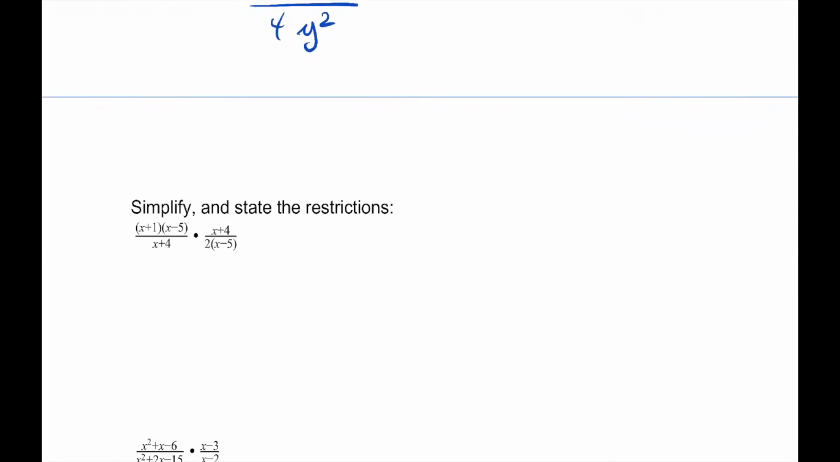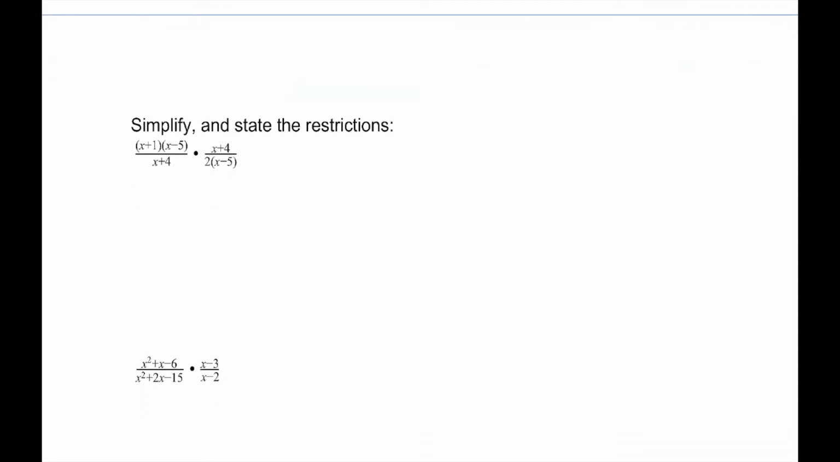So let's go into some trickier questions, although I would argue it's not really that tricky as long as we understand the concepts of what's going on. So here we're going to simplify and state the restrictions. Because my question is already in factored form, so being very generous here, I don't have to factor this, and maybe the very first thing is to write the restrictions off to the side, because most likely if I start canceling right away, I might forget the restrictions from the original question. So in this case, my restrictions are x plus 4, that means x can't be negative 4, and then x minus 5, that means x can't be 5, because it would make either of those factors 0.